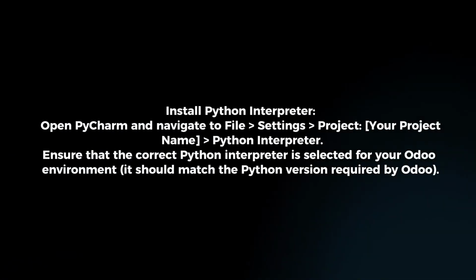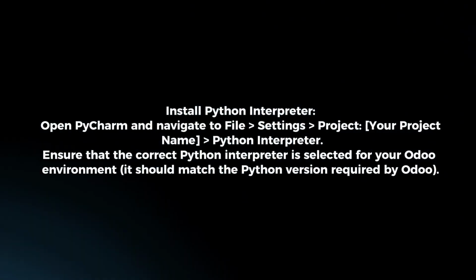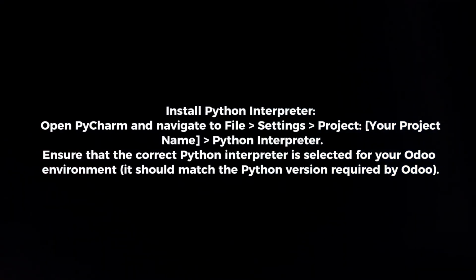Install Python Interpreter. Open PyCharm and navigate to File, Settings, Project, Python Interpreter. Ensure that the correct Python interpreter is selected for your Odoo environment.